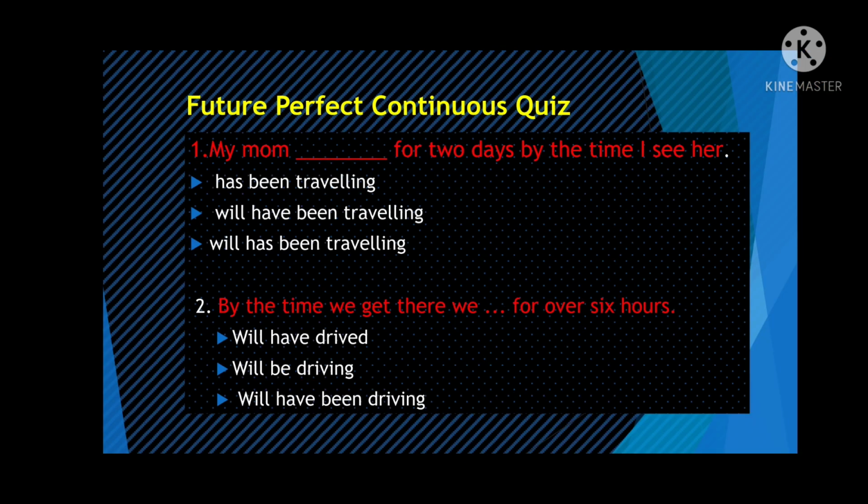And the last quiz on future perfect continuous tense. First one, my mom dash for 2 days by the time I see her. Options: has been traveling, will have been traveling, will has been traveling.